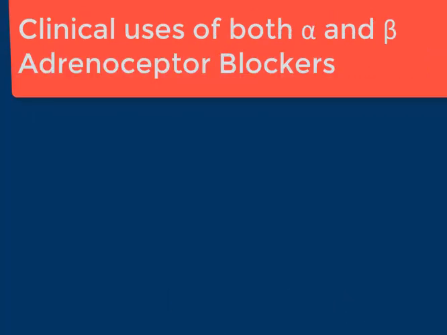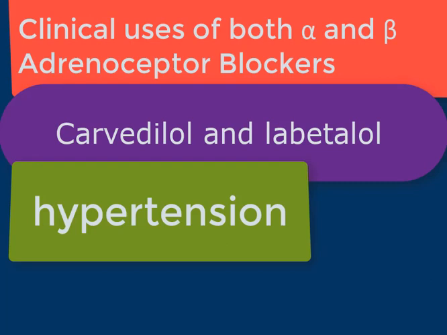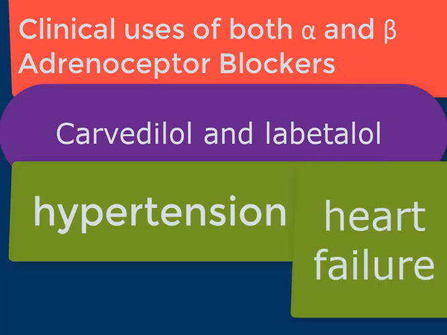Some adrenoceptor antagonists block both alpha and beta receptors. Drugs like carvedilol and labetalol block both alpha and beta receptors and are very effective antihypertensive agents. Carvedilol decreases blood pressure and has been used in the treatment of hypertension. It also decreases cardiac afterload, increases cardiac output, and reduces mortality in patients with heart failure. Labetalol is a non-selective beta blocker and a selective alpha-1 blocker that is primarily used in the treatment of hypertension.